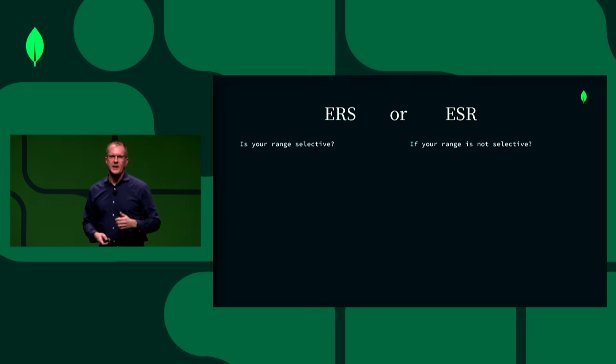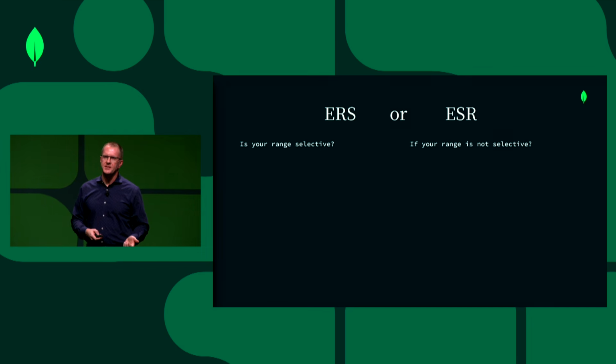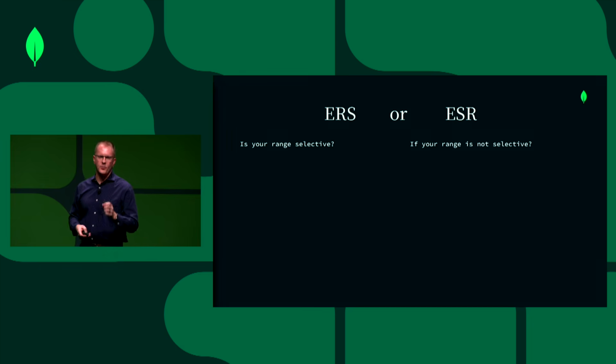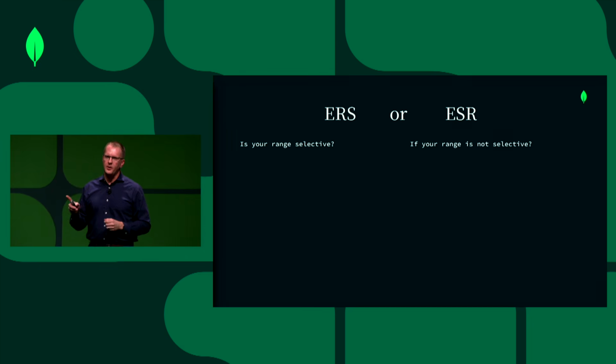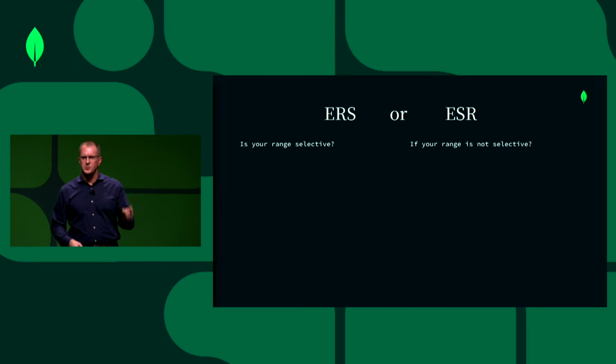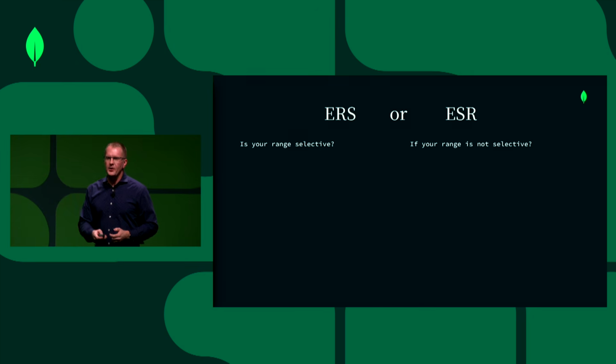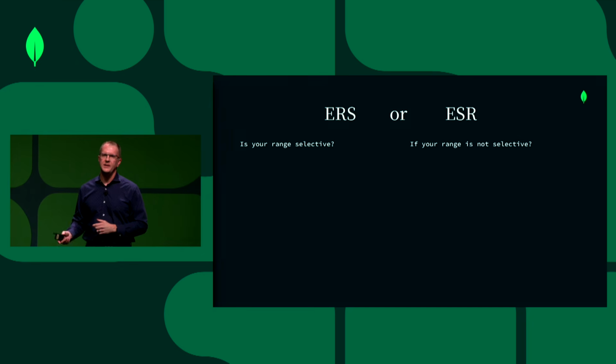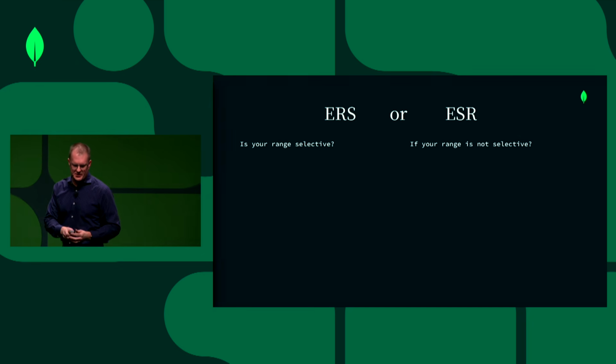So is your query range selective? Then you probably want to put equality first, range next, sort next. If your query is not selective, you probably want to follow the ESR rule, where it's equality, sort fields, and then range fields.